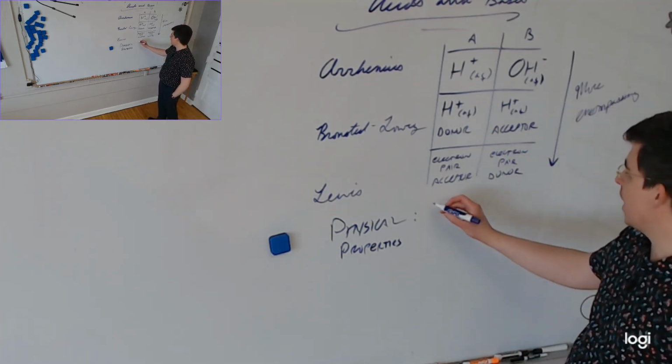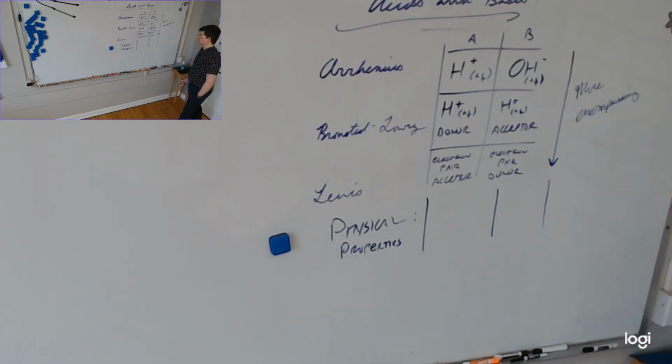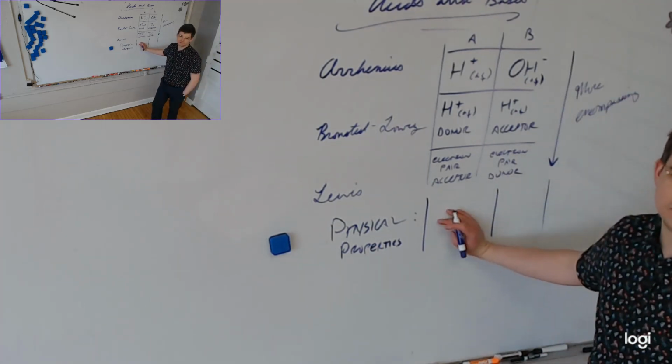So physical properties. Well, how could I tell an acid or base by looking at them? What are some things I could do? What are some physical properties that acids and bases have? Let's start with acids. What are some physical properties of acids? Not good enough. Acidic.